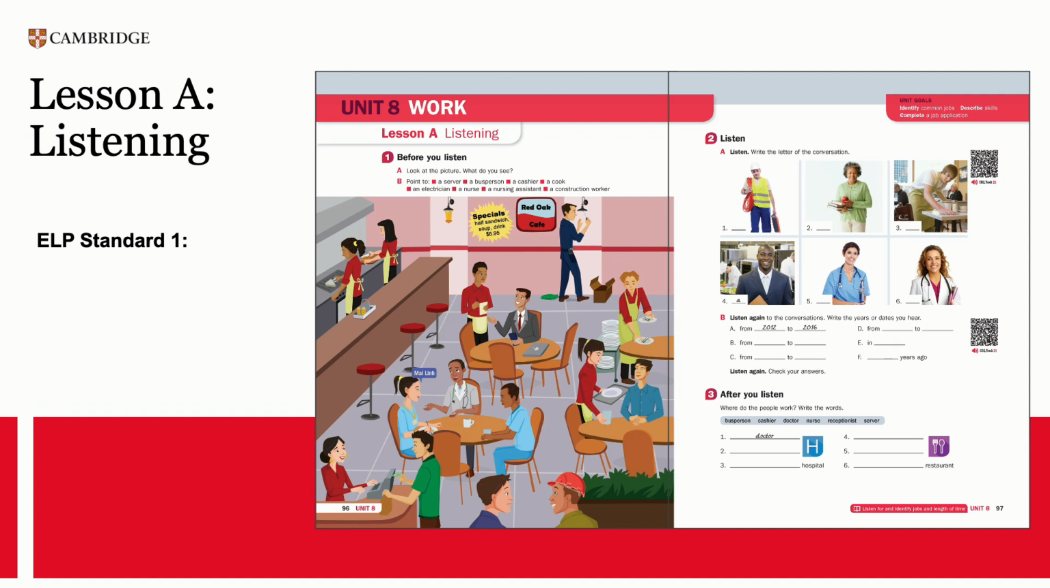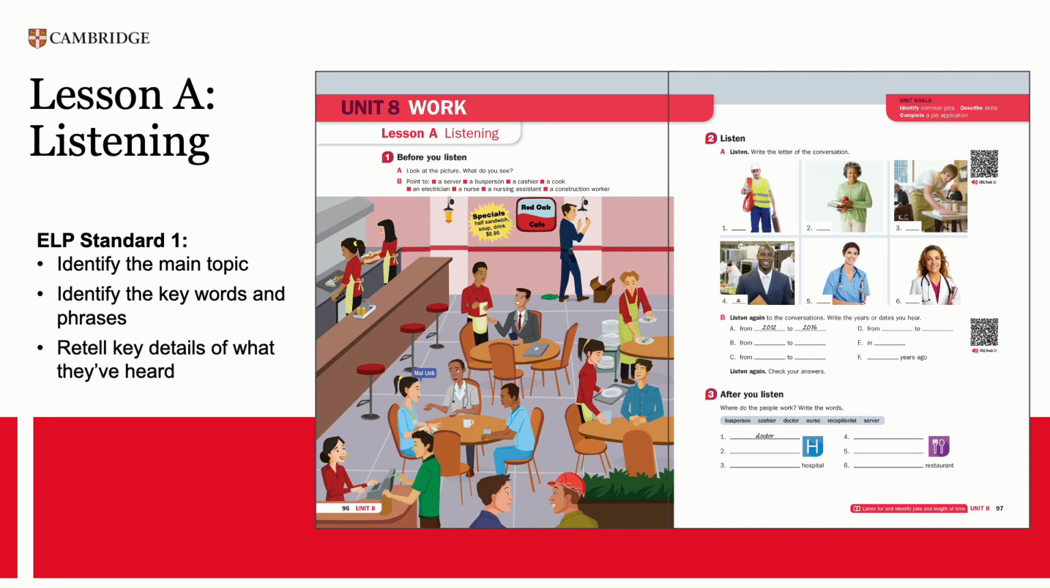Here's Unit 8 from the Level 1 Student's Book. Let's look at Lesson A. Lesson A focuses on listening skills and features a series of activities that perfectly align with the ELP listening standards. ELP Standard 1 requires that students be able to understand what they hear. For beginning level students, this means being able to identify the main topic, identify key words and phrases, and being able to retell the key details of what they've heard.